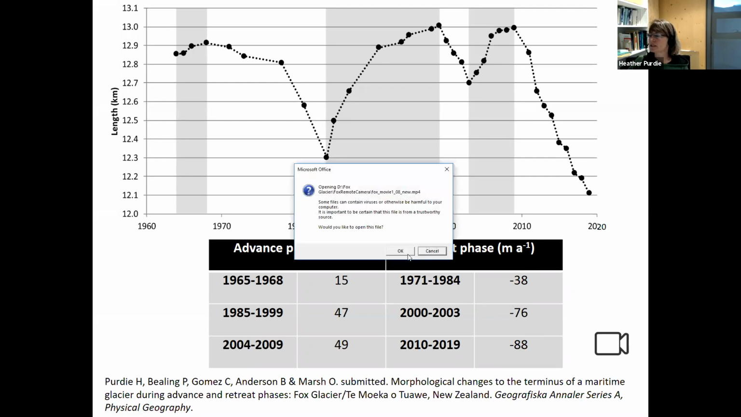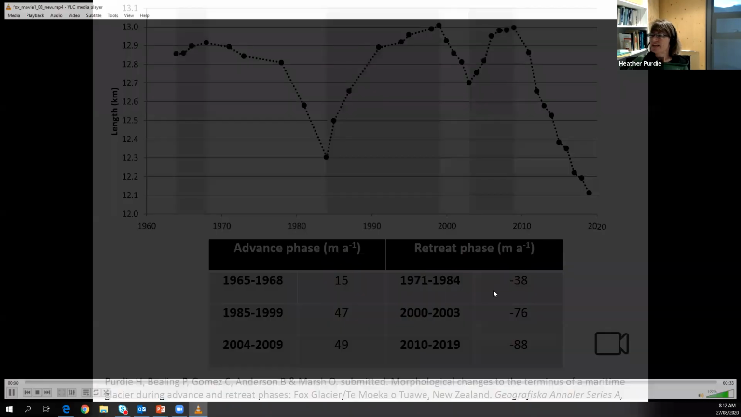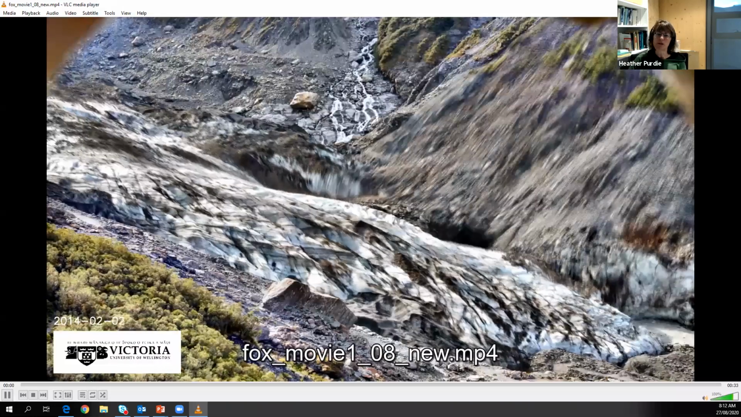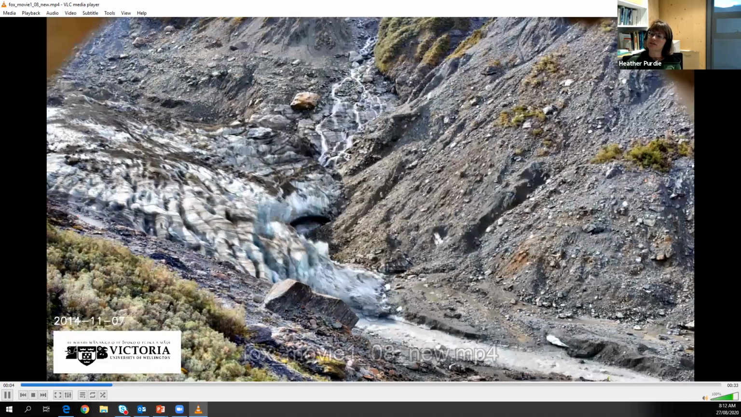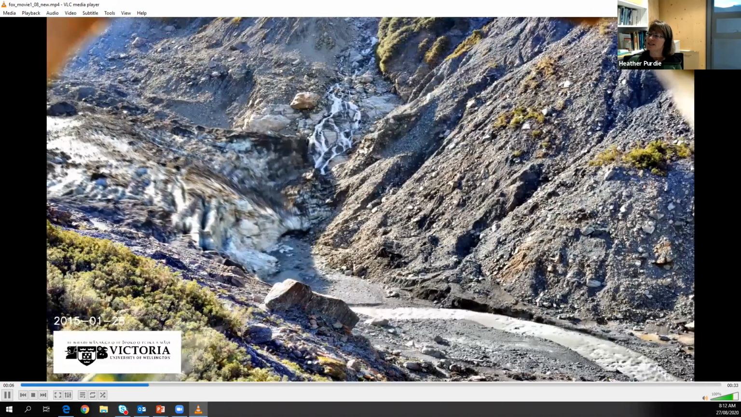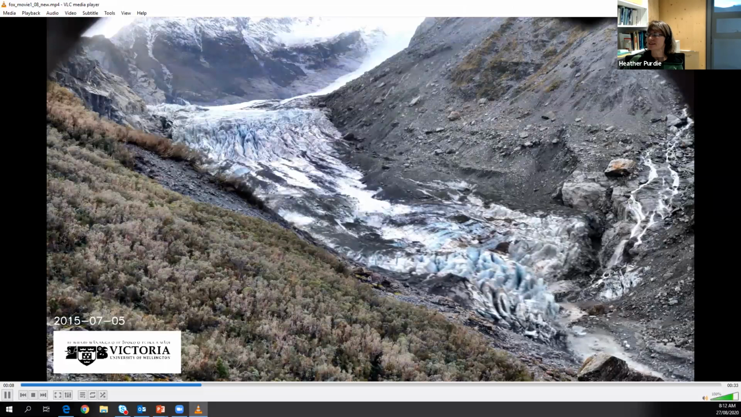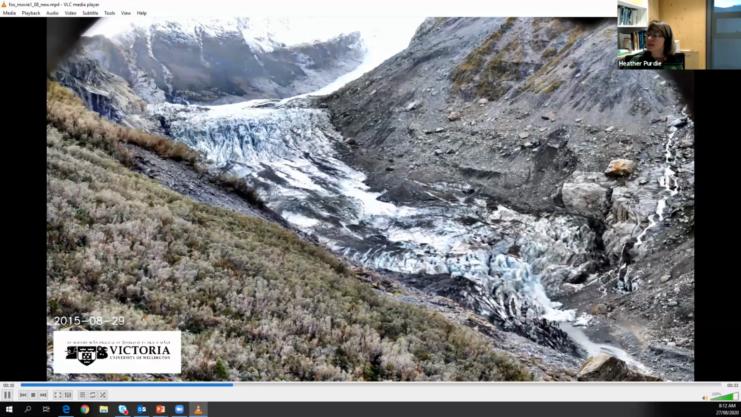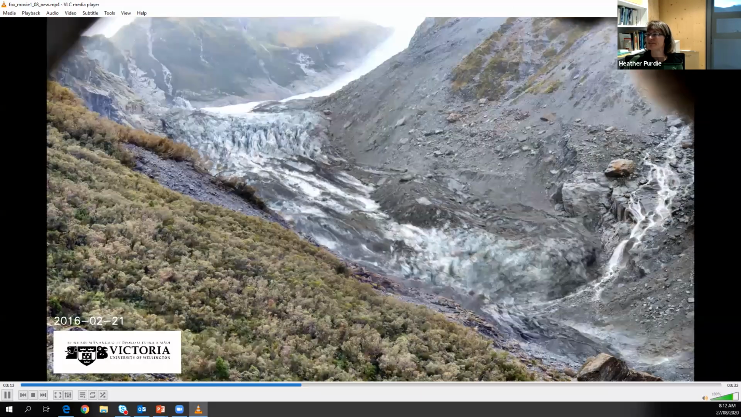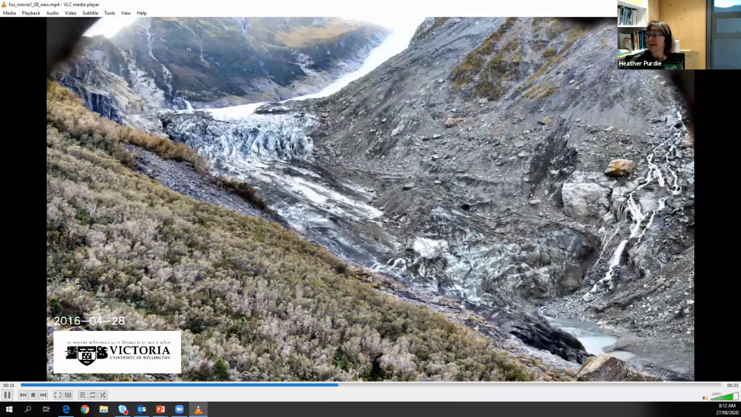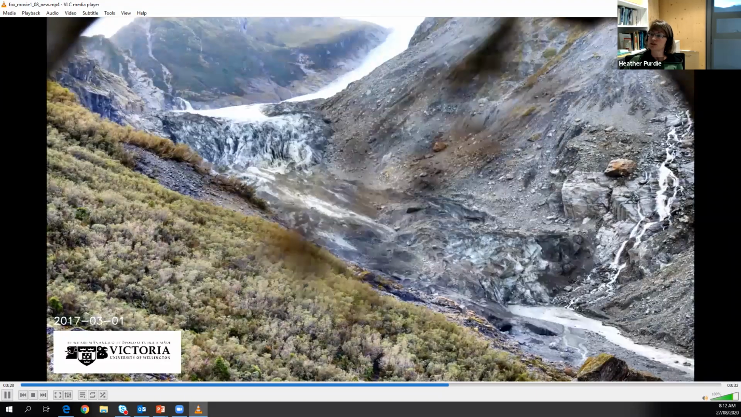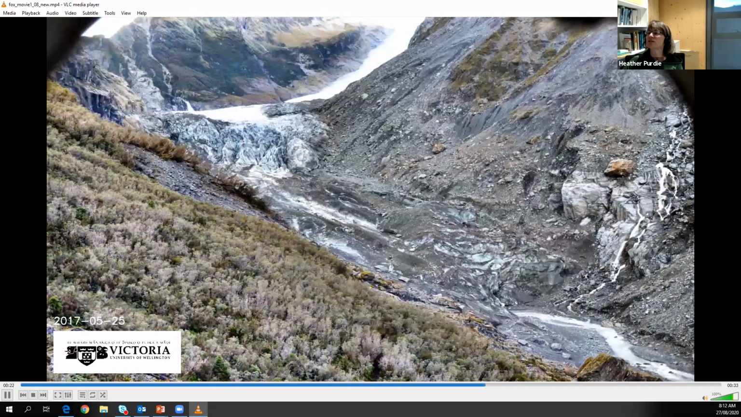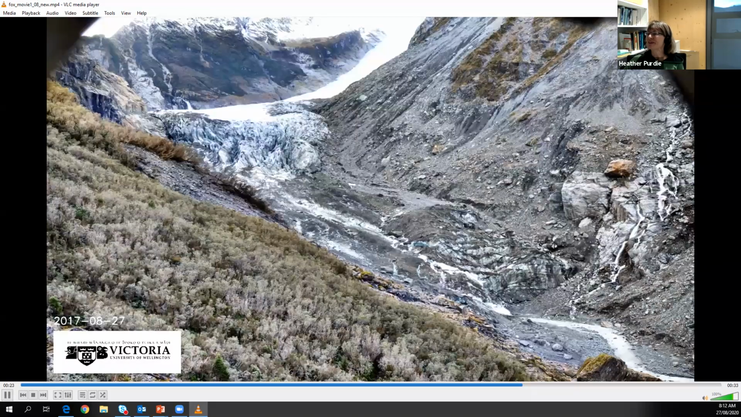What we're also seeing is that our most recent rate of retreat is the most dramatic we've seen. My colleague Brian Anderson, some of you may have seen this movie, has had a camera at Fox Glacier for many years overlooking the terminus, and he's created this fabulous time lapse, which gives you a feel for how fast the retreat has taken place, but also how dynamic the glacier is. There's an awful lot going on in this image.